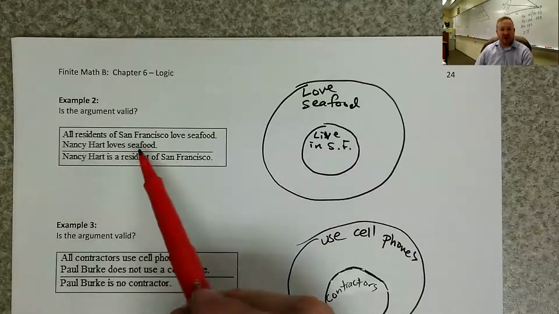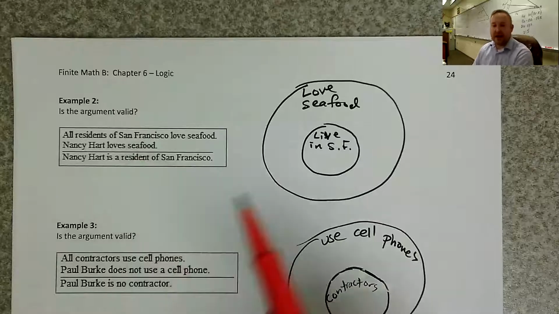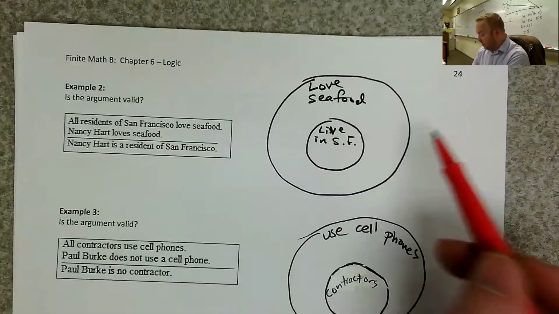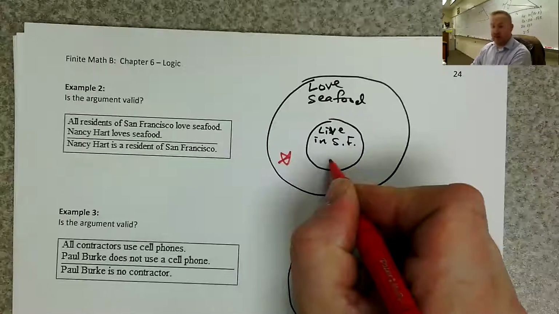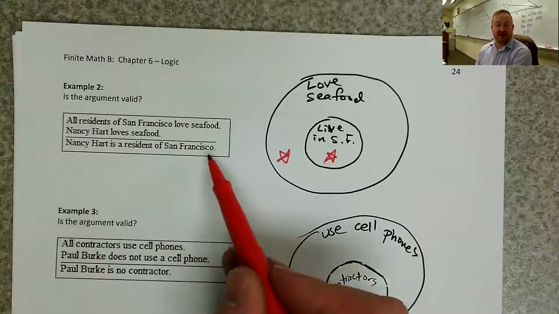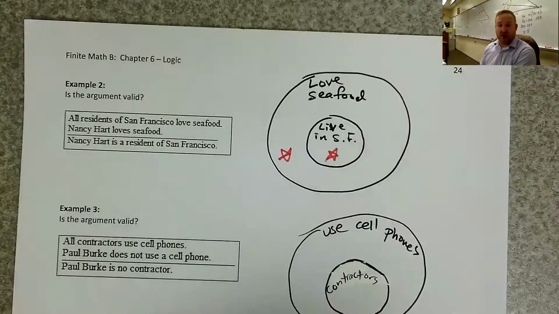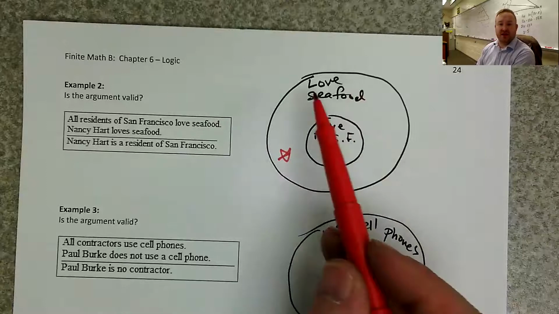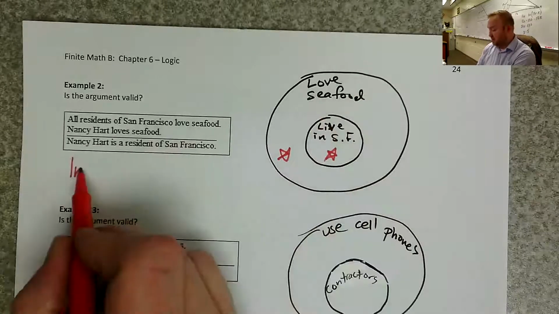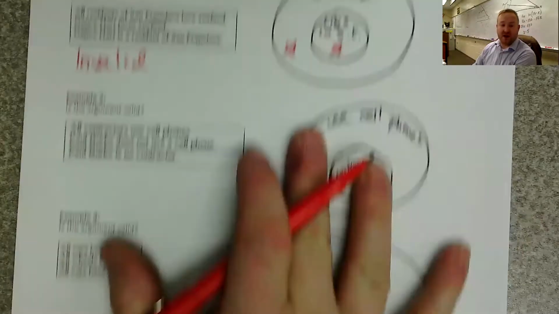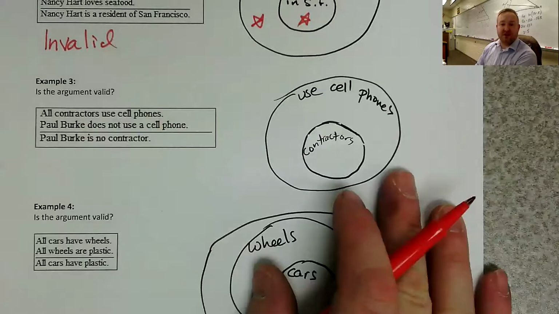Nancy Hart loves seafood. Now, here's the thing. Nancy Hart has to be inside the loves seafood circle, but I don't know if Nancy goes here or if Nancy goes here. There's no way for me to know that because I don't know if she lives in San Francisco or not. Our conclusion is Nancy Hart is a resident of San Francisco. Well, I would say, I don't know that. She might be, she might not be. All I know is that she loves seafood. So in this case, we would say that this is an invalid argument because we don't know where to put that star.